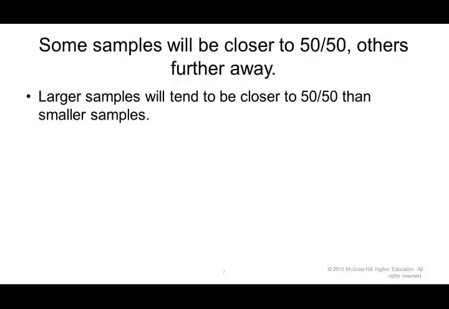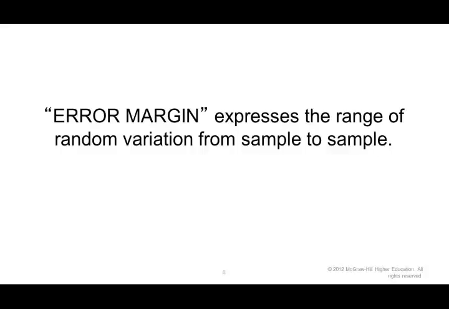That's part of the reason why we think that larger samples are so much better: they more closely approximate what's going on in the target population. Now, the variation that we get in our samples: remember, I'm pulling out 10 each time, and I do that 100 times. So 100 times I'm pulling out sets of 10. I'm going to get 6, 4, 7, 5, 3, 4, 4, 6, whatever. Those are the number of orange marbles I'm going to get. That range is what we call the error margin, okay? The error margin expresses the range of random variation from sample to sample, all right?